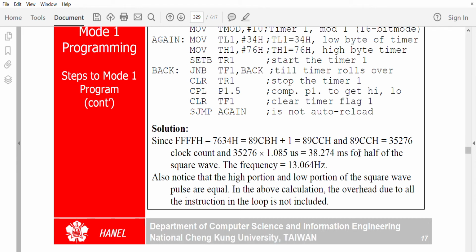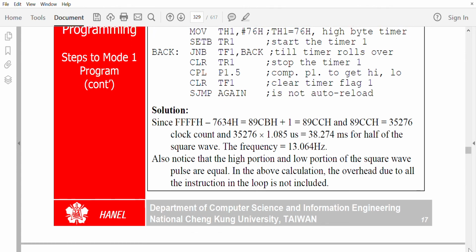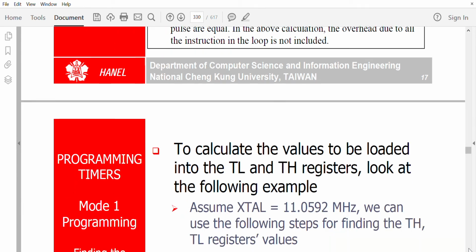You get the time delay for half the square wave. Multiply by 2, you'll get the full time period. 1 by the time period, you'll get the frequency. So that is one of the programs to calculate the time delay when you are going through mode 1 programming.